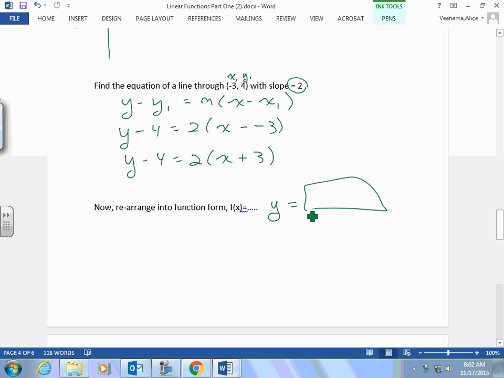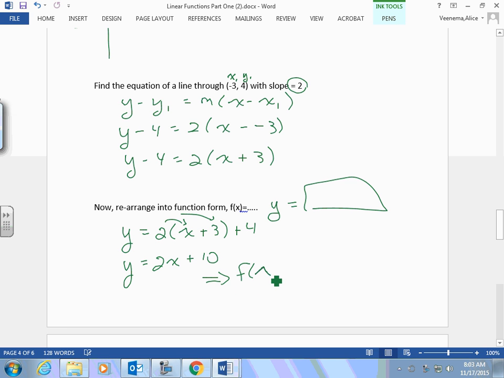So to put it in function form, let's work with this equation right above. Let's just add 4 to both sides. So y then equals 2x plus 3 plus 4. So we have it in y equals form, but it's not in its nicest, cleanest form. So let's multiply through those brackets and collect like terms. So we have y equals 2x plus 10. So now to just switch that into function form, f at x equals 2x plus 10.